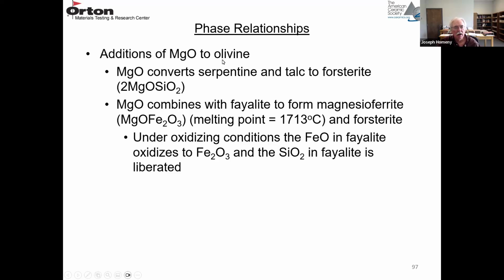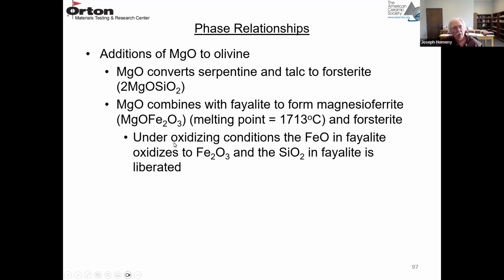So additions of MgO to olivine convert these other minerals like serpentine and talc to phosphorite. So it makes a high temperature material. And it also combines with phthalate to form this magnesioferrite, MgO Fe2O3. And that has a melting point of about, we've mentioned it before, 1713 degrees C. So MgO forms this spinel, which is pretty high melting, plus additional phosphorite.